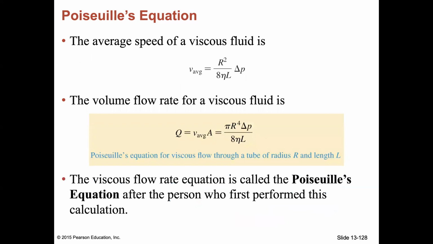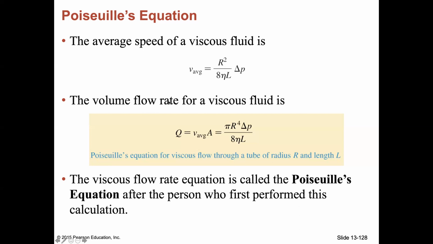The average speed of viscous fluid could be calculated using this simple equation. So V average equals R squared over 8 eta L times delta P. Delta P is the pressure difference at the two ends of the tube. R, of course, is the radius of the tube. Eta is the viscous coefficient, and L is the length of the tube.